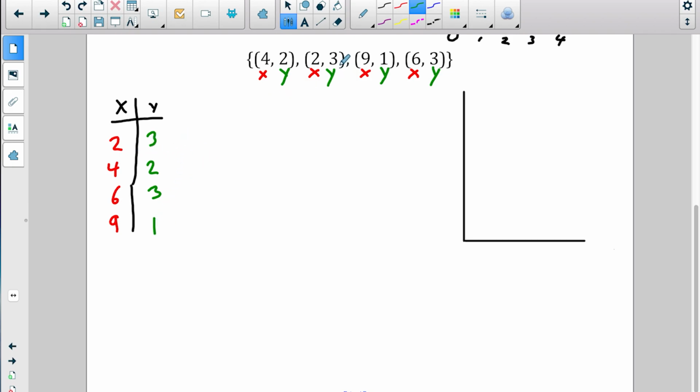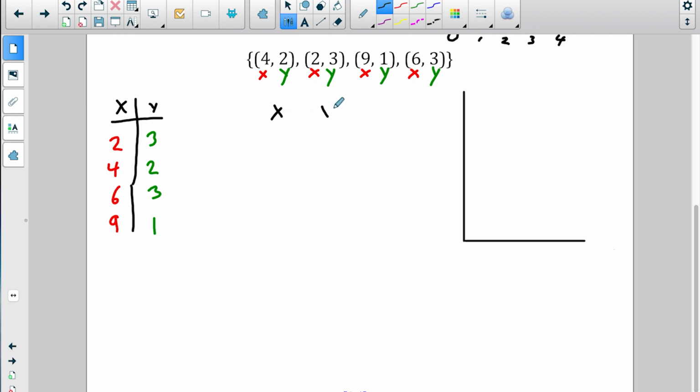So something to note here, even though we have the same y value 3 and 3, we can't simply only have one 3 here. We have to make sure that each x value is connected to a related y value. So you can see here we have 2 connected to that 3, and the 6 here is connected to this 3. It's still the same 3, but we need to show the relationship between the two values.